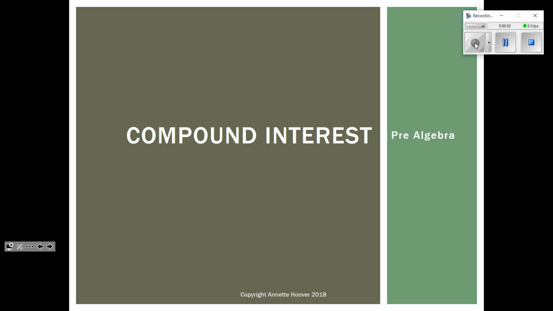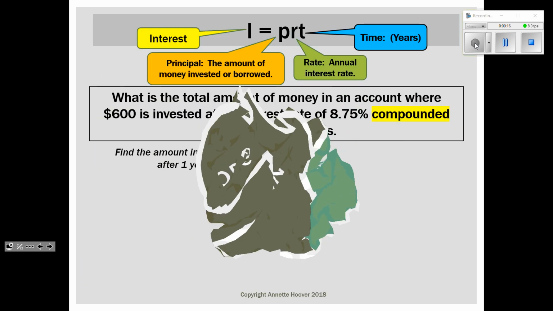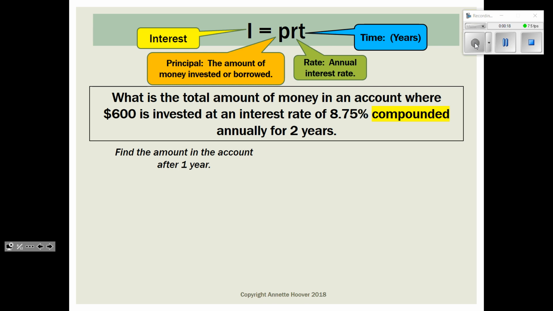In the last lesson, we looked at calculating simple interest, which has to do with borrowing or investing money. There's something else called compound interest that we're going to look at today, and it works a little bit differently, and you're going to see whether compound interest would work better if you are borrowing money, or would it work better if you were investing money.